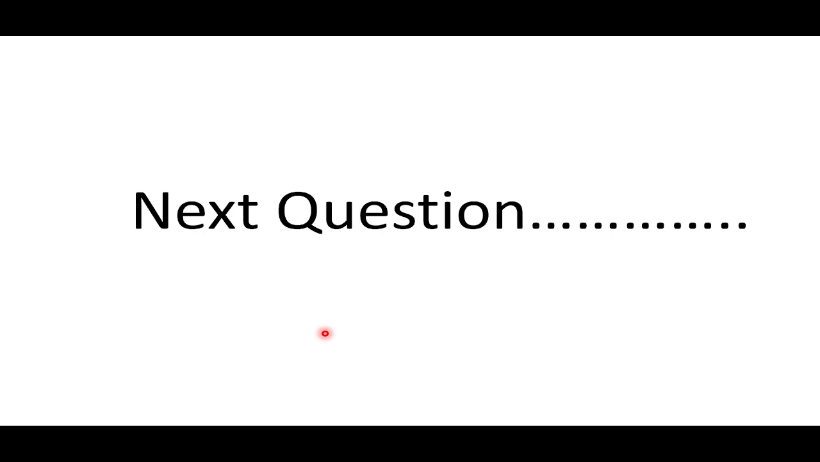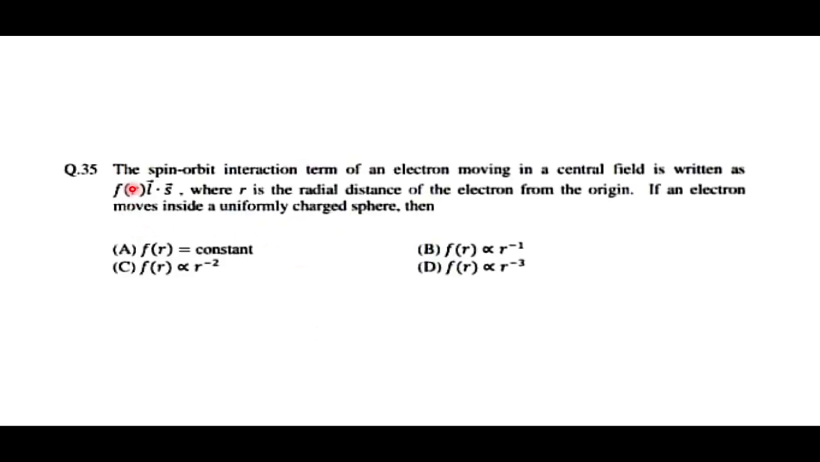Okay, so I'm going to the next question. The spin orbit interaction term of an electron moving in a central field is written as ξ as a function of r times L dot s. This is an L-S coupling term, where r is the radial distance of the electron from the origin. Now, if an electron moves inside a uniformly charged sphere, then which will be true? Option A: ξ of r is constant. Option B: ξ of r is proportional to 1 by r. Option C: proportional to 1 by r square. Option D: proportional to 1 by r.